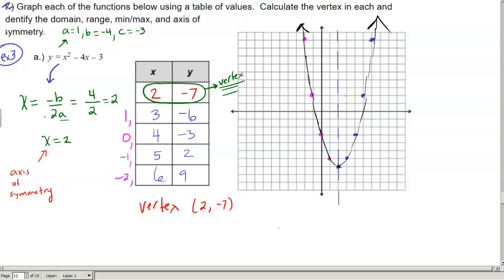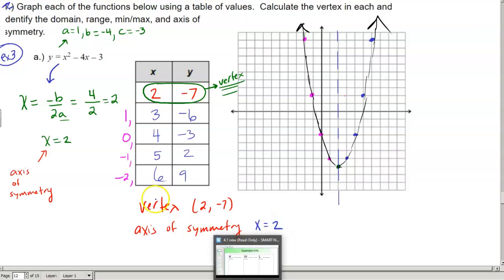Let's start with the axis of symmetry, right? The axis of symmetry is basically just this line right here that we already calculated. The axis of symmetry is just that -b over 2a number that we calculated, which was 2. So the axis of symmetry is going to be written as x equals 2. So those are the main pieces. We have the graph, the vertex, and the axis of symmetry.